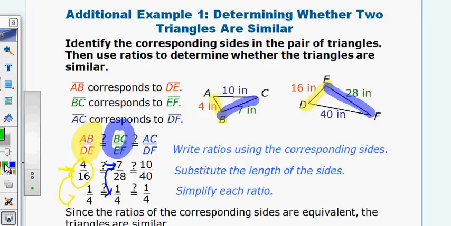And then we test our final side. We're going to test AC, the longest side, compared to DF, the longest side. So those are going to be the corresponding pieces. And once again, it was 10 over 40, and so we simplify that down into 1/4. So because each side was corresponding, we can actually test this, and each part was 1/4, and since every part's matching up with the same ratio, we say these are similar figures.